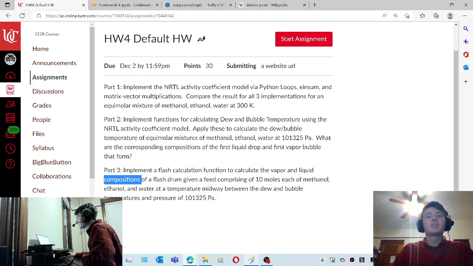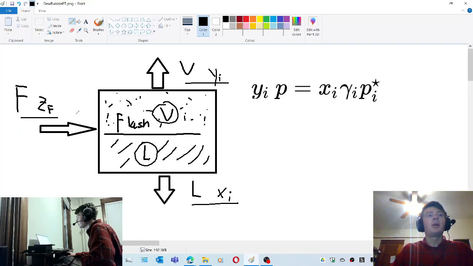So sweet, let's go ahead and take a look at a picture I drew about this. So we're going to have some feed, and then the compositions of the feed can be represented by Z. And that feed, I think, usually comes in as a liquid, right? And then you decrease the pressure, and that allows some of it to vaporize. But essentially, it's like a saturated liquid, and then you let some of it vaporize.